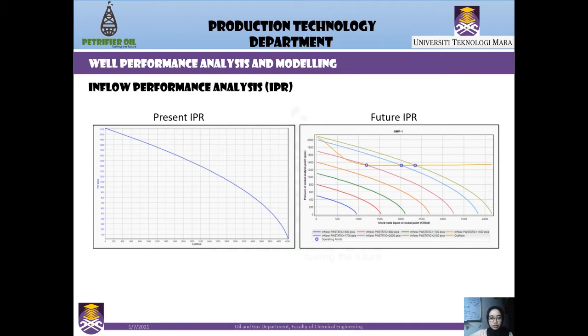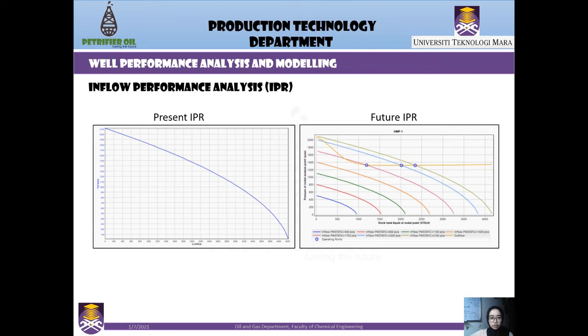The first part is well performance analysis. By having this analysis, we can decide the optimum tubing size for the well. The method that we use is Vogel's method using PIPESIM software. Why do we use Vogel's method? This is because the reservoir pressure of the well is higher than the bubble point pressure, while the bottom hole pressure is lower than the bubble point pressure. That means this field is a two-phase reservoir.